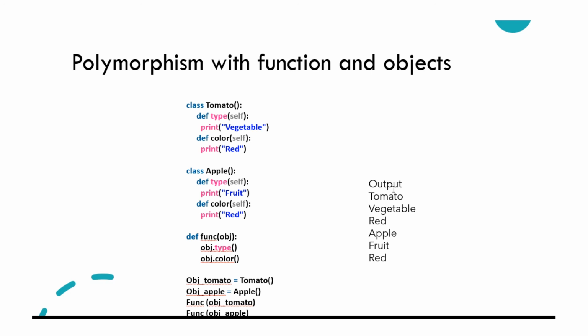Okay, so here the output of the first class tomato is vegetable and red, and then the second one is fruit and red. That is the outcome of the apple class. Okay, so this is the way we can define polymorphism with functions and object. By defining various functions and then defining objects of those functions, you can make use of the methods. Okay, that's all. That is the way we can make use of polymorphism in the Python language.